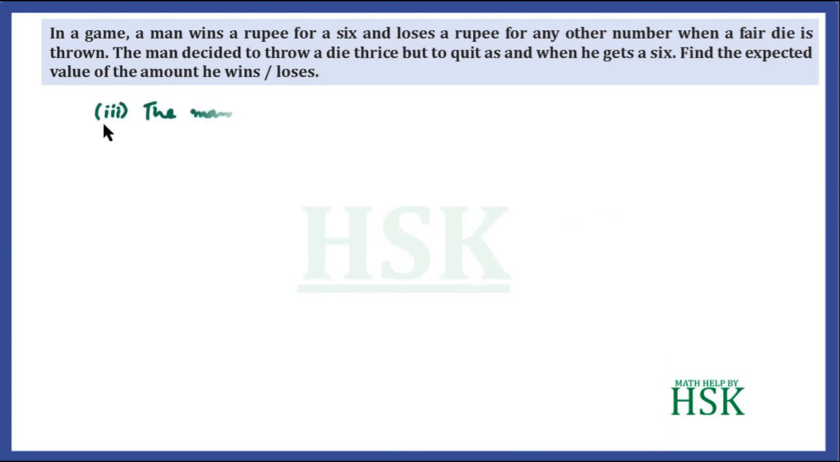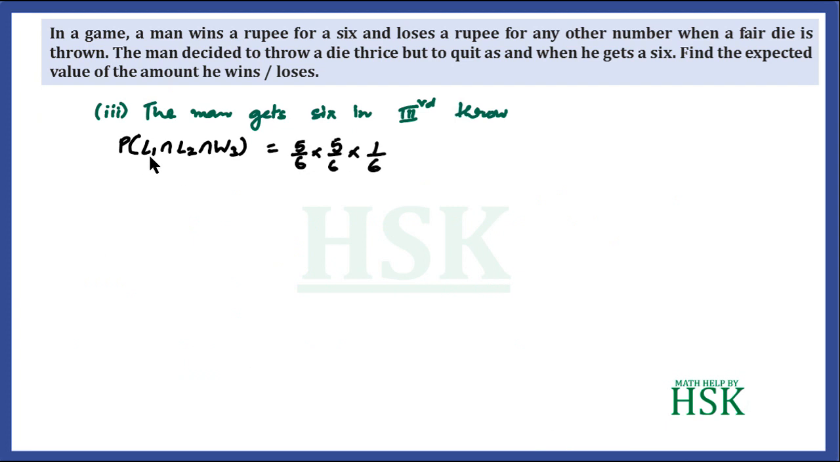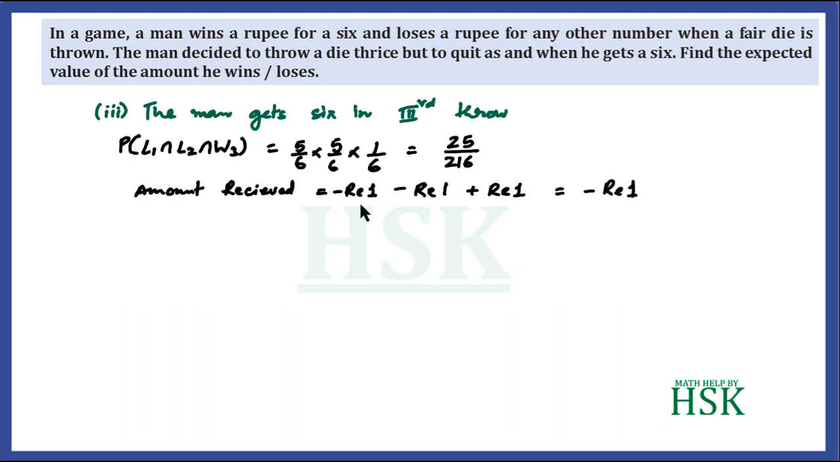In the third case, the man gets 6 in the third throw. This is the last case which is possible, and in this case we have to find the probability that he loses in the first throw, loses in the second throw, and wins in the third throw. So the probability would be equal to 5 by 6 into 5 by 6 into 1 by 6, losing in the first throw, losing in the second throw, and winning in the third throw, and this would be equal to 25 upon 216. And in this case, the amount he will be receiving would be equal to minus rupee 1 minus rupee 1 plus rupee 1, and this would be equal to minus rupee 1.